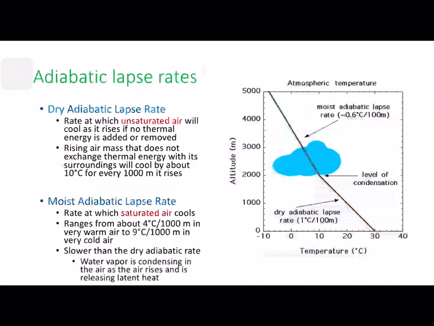We have two kinds of lapse rates when we're forming clouds. We have a dry one and we have a moist one. So this is when unsaturated air, down here, this is the dry one.